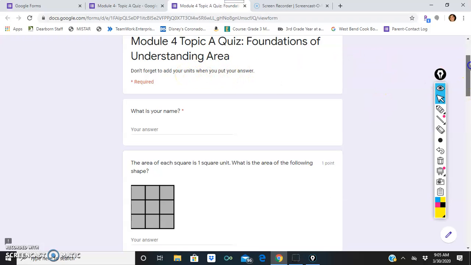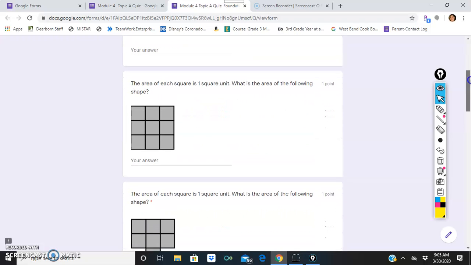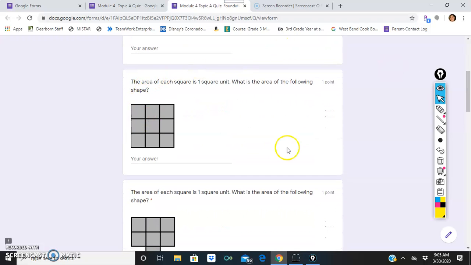All right, so let's go over our quiz. A lot of you guys got the first one correct, which was: the area of each square is 1 square unit. What is the area of the following shape? So I put down the shape here, and you had to find the area. Well, we know that area is the space inside. So we can actually count the squares inside to figure out the square units. So I'm going to go ahead and do that now. I'm going to use my little marker tool here that I downloaded.